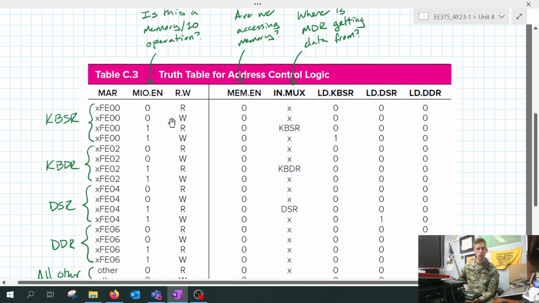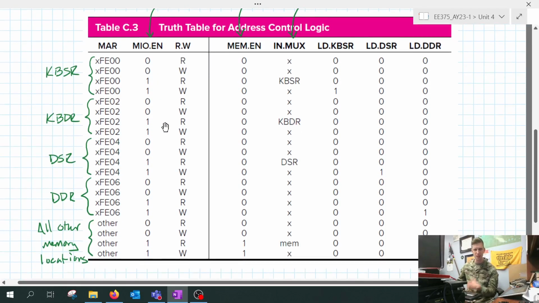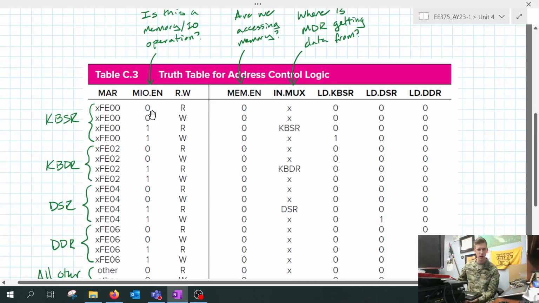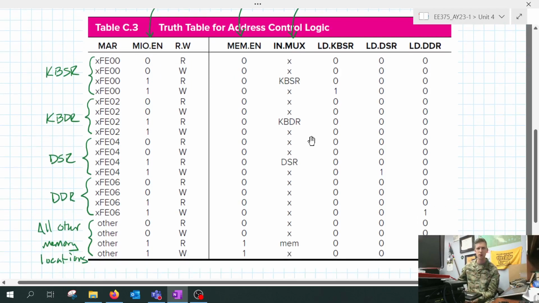You'll notice this table is a little busy. Honestly, I feel like it's unnecessarily so, but perhaps because if MIO.EN, memory IO enable, is a 0, the LC3 is not trying to access memory. So for all of these rows, these control signals are basically meaningless. The LC3 is saying it doesn't matter what's happening, I'm not trying to access memory. So it's normal that there's a lot of zeros and X's in these control signals because for each of these rows, nothing's happening.